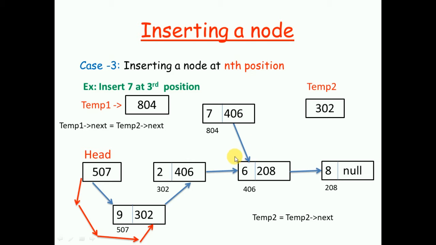Okay, now the next thing is we have to cut this link and build the link between this node and this node. Okay, how can I do that? By replacing this value with 804. So this can be done using temp2 dot next. Temp2 is 302. What is 302? The address of this node. This node dot next is equal to temp1. Temp1 contains 804. So 406 will be replaced with 804. Okay, now that's it. The link is cut and this link is built. Inserting a node is simple.